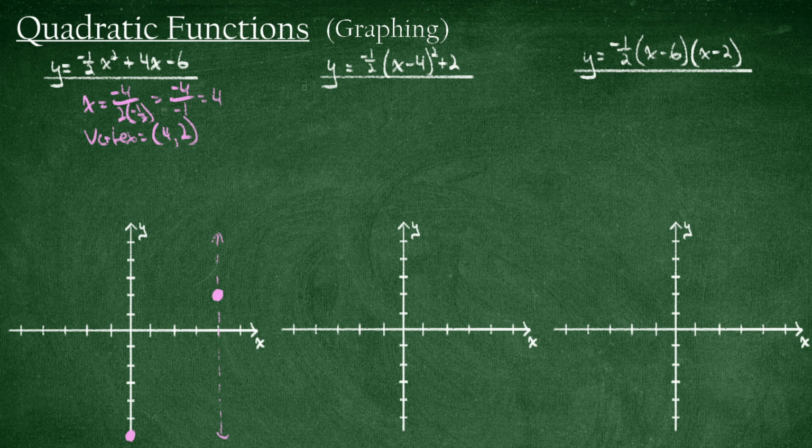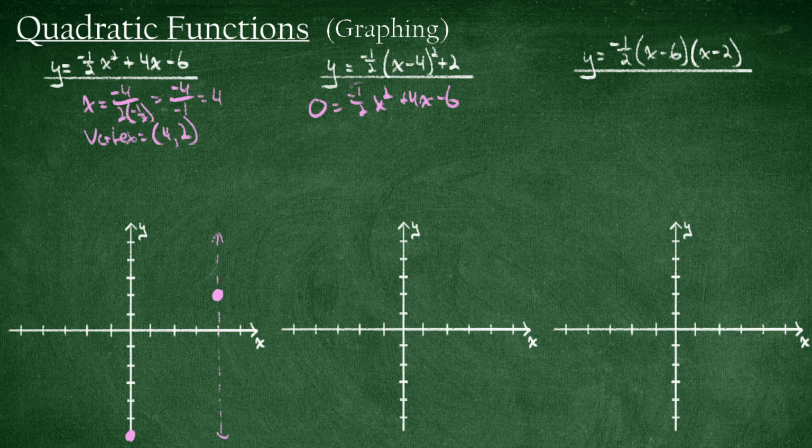Since it's going to be a little bit more challenging to factor this, I'm going to do it over here, and then I will just erase it once we're done. So for x-intercepts, we're going to set y equal to 0. So 0 is equal to negative 1/2 x squared plus 4x minus 6.